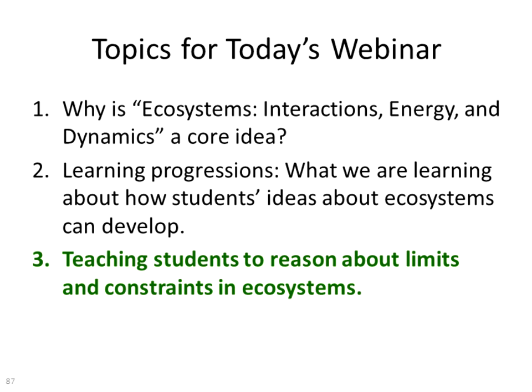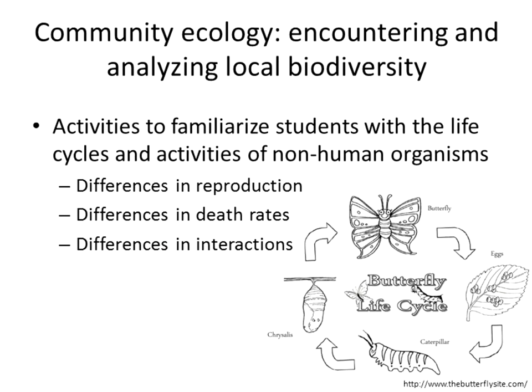Right, great. So the third thing we're going to talk about today is what can we do to teach students to reason about these limits and constraints when reasoning about ecosystems? Okay, so I'll start with community ecology, and I have a couple of things that I want to suggest. One, students should encounter and analyze their local biodiversity.